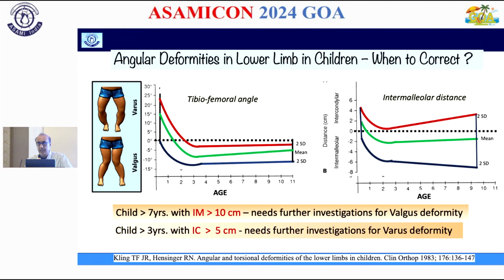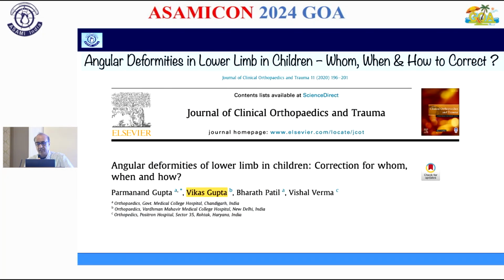And a child more than 3 who normally does not have a varus, with intercondylar distance of 5, needs further investigations for the varus deformity. And we subsequently published this review article.